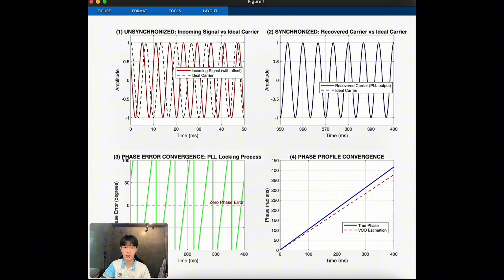In conclusion, all four graphs prove my PLL successfully synchronized frequency and phase.